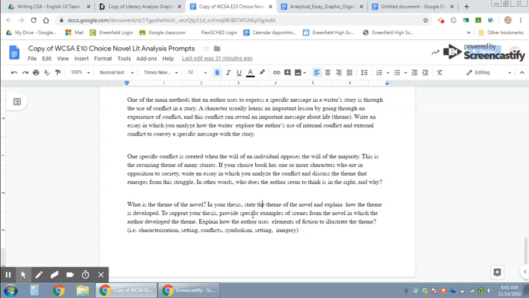First thing is to read the entire prompt. Today I will be responding to this prompt here. What is the theme of the novel? In your thesis, state the theme of the novel and explain how the theme is developed. To support your thesis, provide specific examples of scenes from the novel in which the author developed the theme. Explain how the author uses elements of fiction to illustrate the theme.